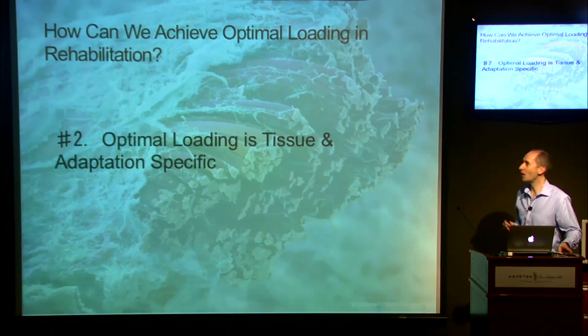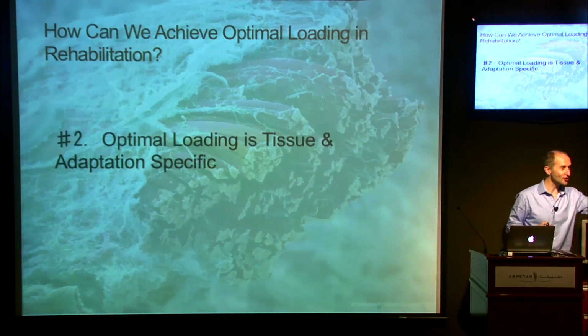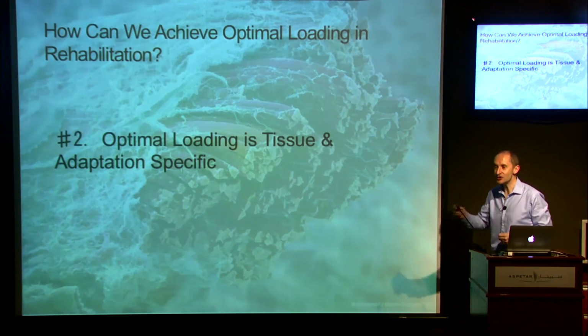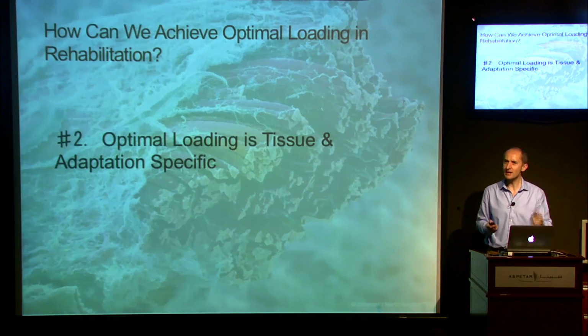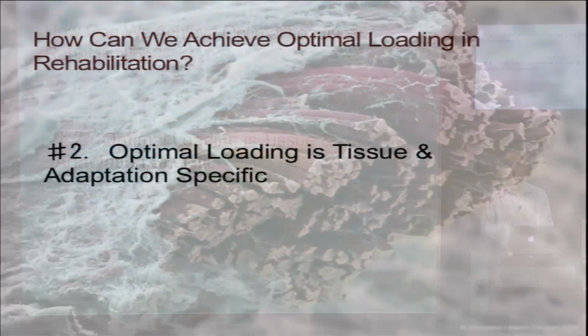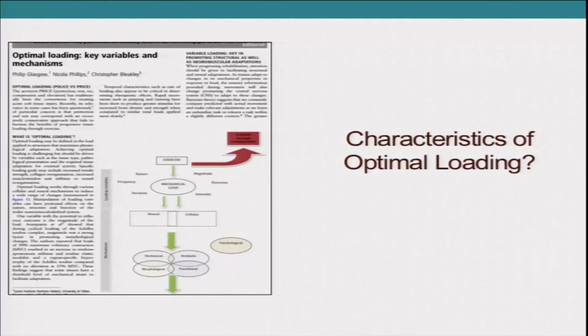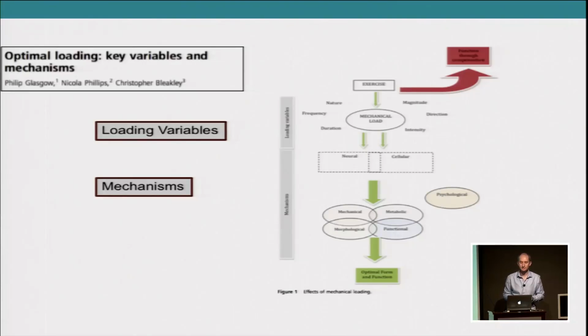Number 2, optimal loading is tissue and adaptation specific. So optimal loading, number 1, is early loading. Number 2 is tissue and adaptation specific. It's not a generalized loading strategy. We're being very intentional about which load we select and how that creates the adaptation. So what are the characteristics of optimal loading? What are the key variables and how can we stimulate certain mechanisms? I want to consider that for a few minutes.